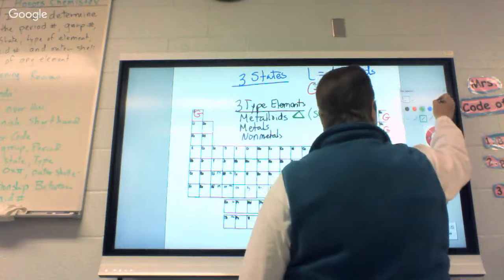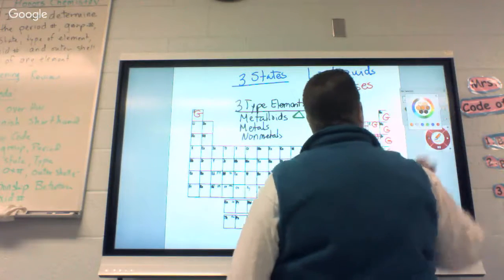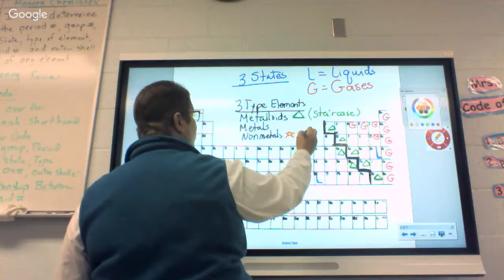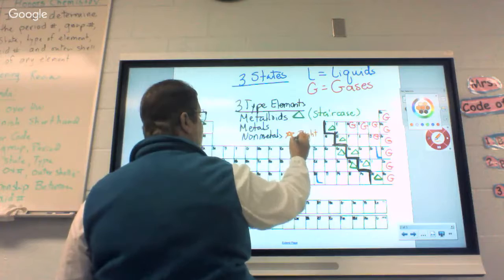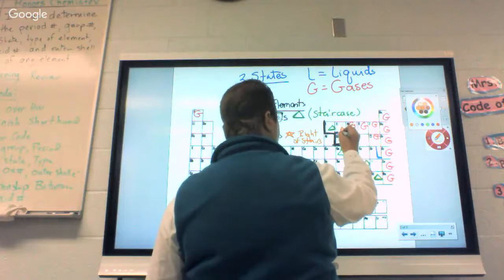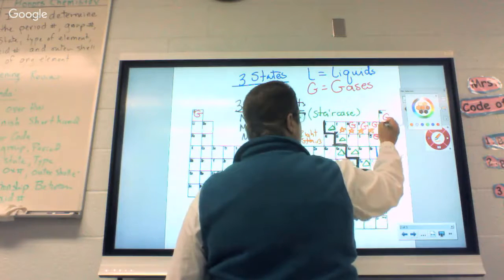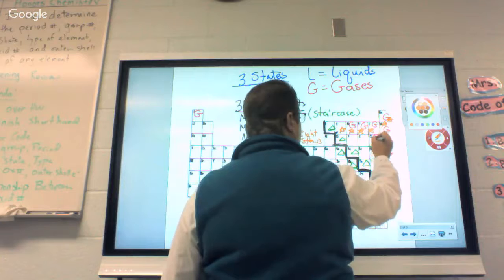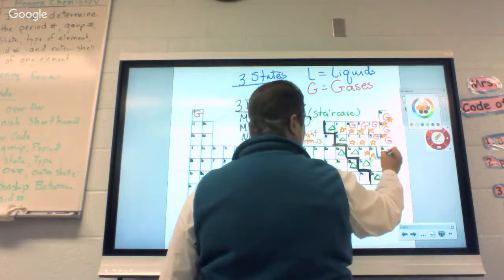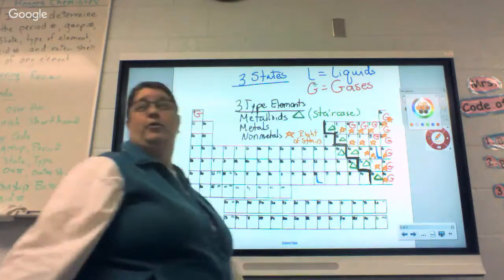Now, non-metals. Non-metals are found where? Okay. For non-metals, I'm going to use a star. And they're on the right of the stair. So, those are all tiny little stars in all these boxes. I didn't leave room, so some of my stars kind of fall over.